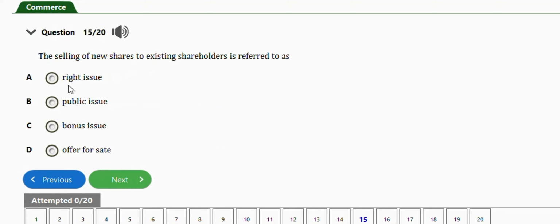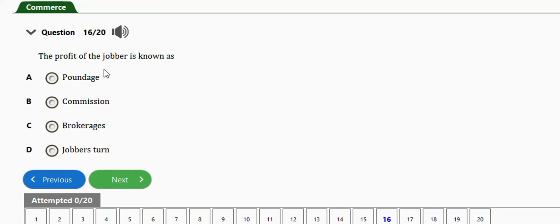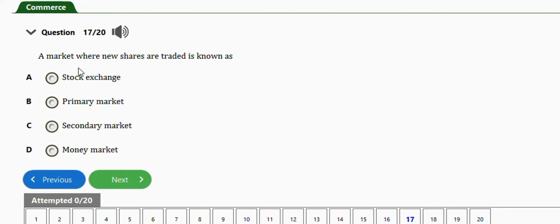Next question. The selling of new shares to existing shareholders is referred to as rights issue, public issue, bonus issue, offer for sale. The right answer is option A, rights issue. Next question. The profit of the jobber is known as jobber's turn. The right answer is option D. Next question. The market where new shares are traded is known as the primary market. Take note, guys. Very important.